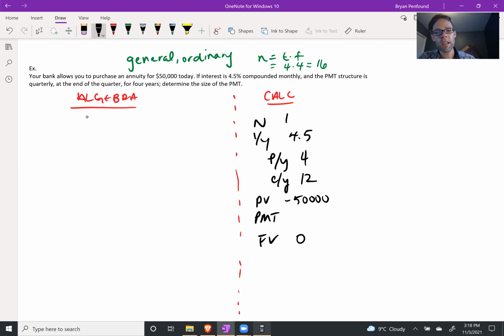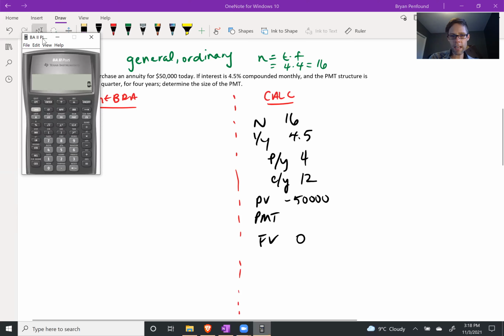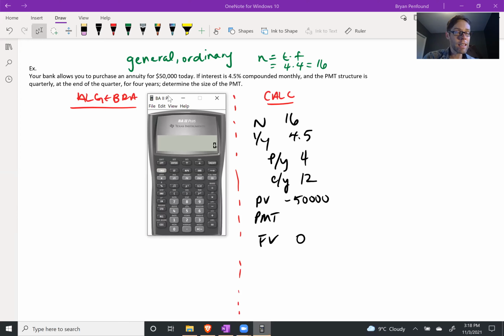Yeah, so be careful. We want to actually program in n as 16. There should be 16 equal sized payments, not 48. We go through 48 compounds. Okay, let's try programming this into the calculator and seeing what we get for the equal sized payment.